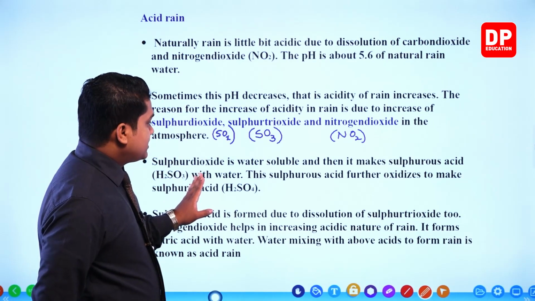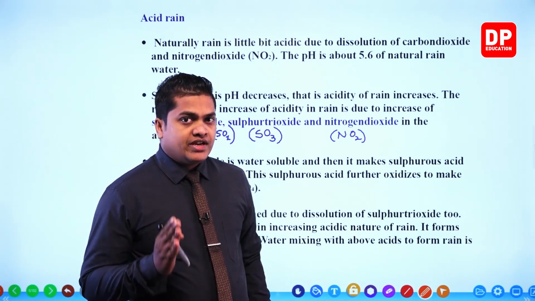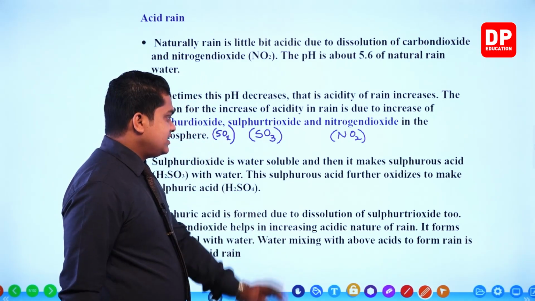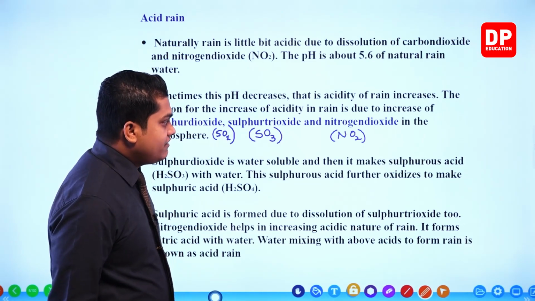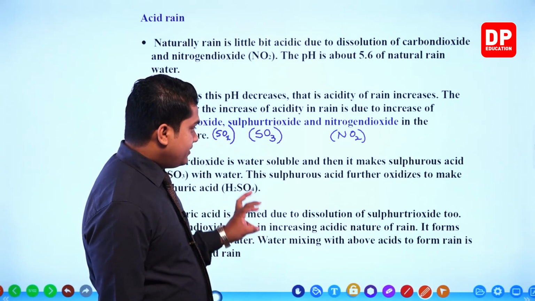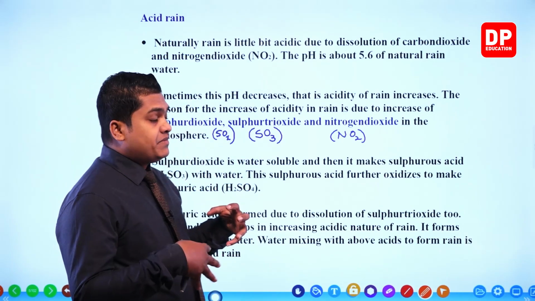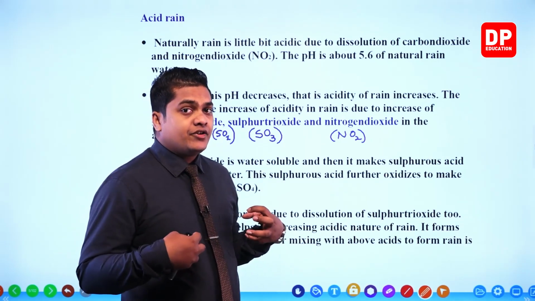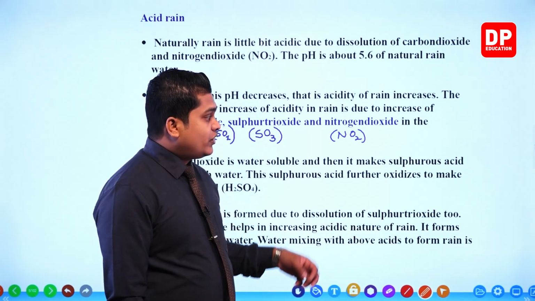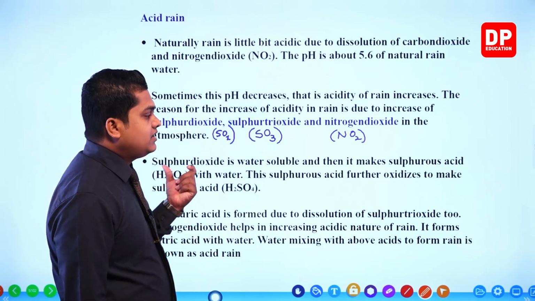So sulfur dioxide is water soluble. Can you remember when I was talking about sulfur dioxide, I told you that sulfur dioxide is water soluble? That means it can dissolve in water. So sulfur dioxide is water soluble and then it makes sulfurous acid, H2SO3. So when sulfur dioxide gas dissolves in water, it creates sulfurous acid, H2SO3, by the combination of water and sulfur dioxide gas.